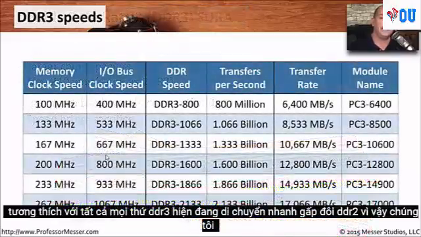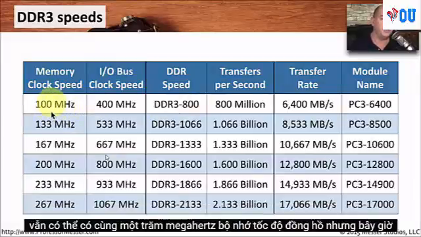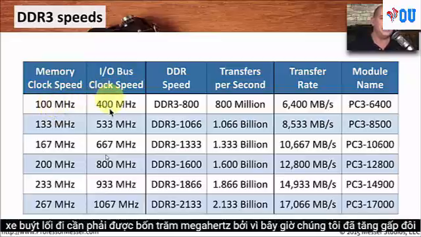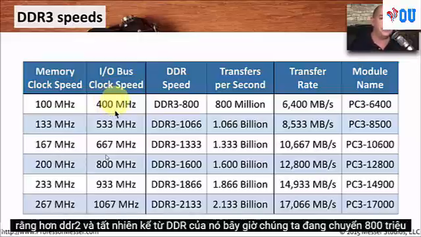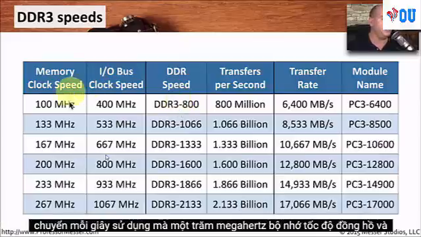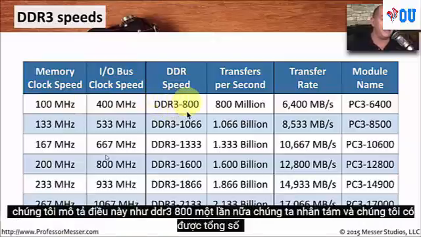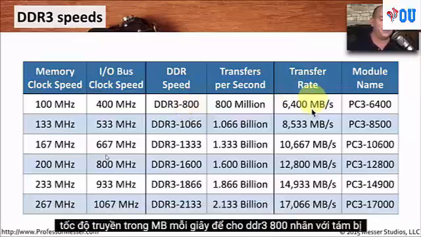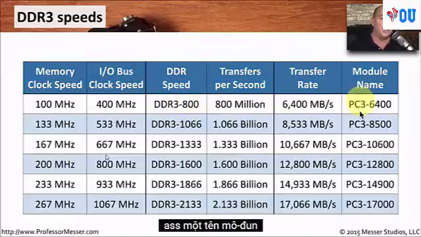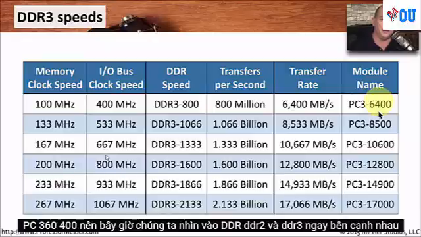With DDR3, everything is now moving twice as fast as DDR2. So we might still have the same 100 megahertz memory clock speed, but now the I/O bus needs to be 400 megahertz because we have doubled that over DDR2. And of course, since it's DDR, we are now transferring 800 million transfers per second using that 100 megahertz memory clock speed. And we describe this as DDR3 800. Again, we multiply by 8 and we get the total transfer rate in megabytes per second. So for DDR3 800, multiplied by 8 gets us a module name of PC3 6400.